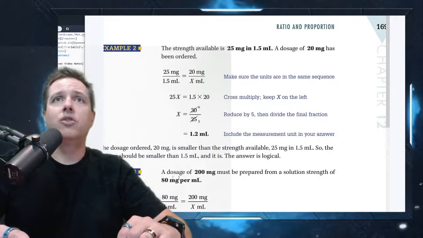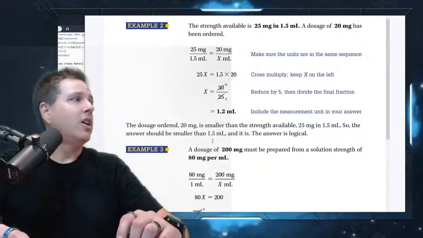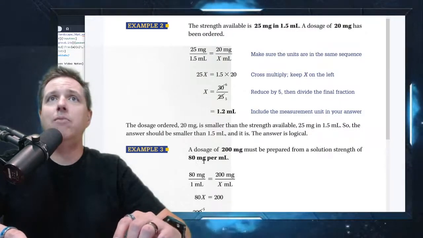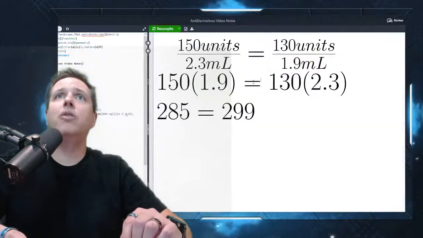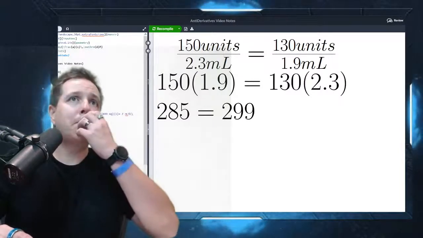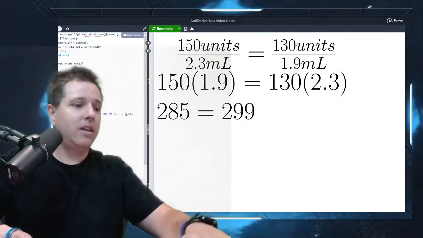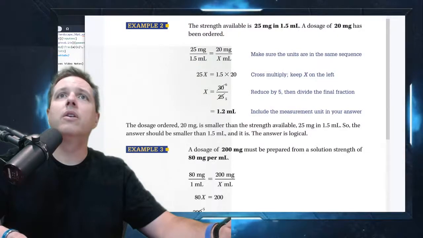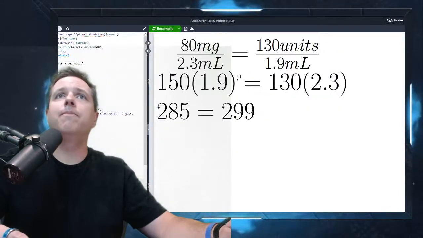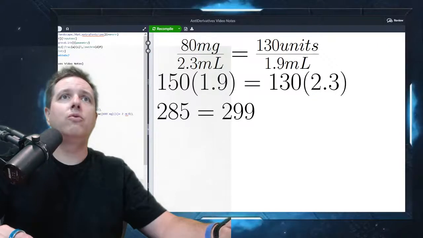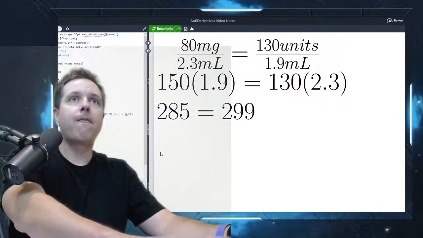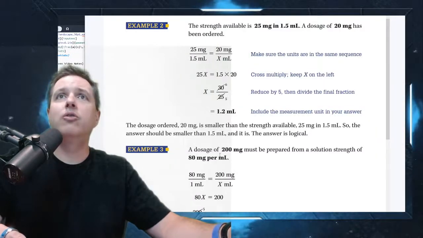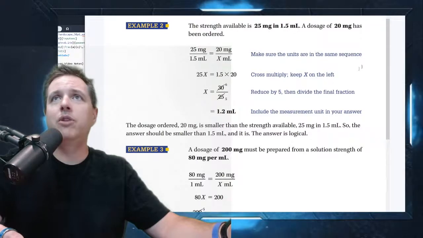So let's do this one. So let's work through example 3. A dosage of 200 milligrams must be prepared from a solution strength of 80 milligrams per milliliter. Okay, so let's go to our problem and we'll work through it. So I've got 80 milligrams per milliliter. So that's to 1 milliliter. And we know that we want to administer a 200 milligram dose.